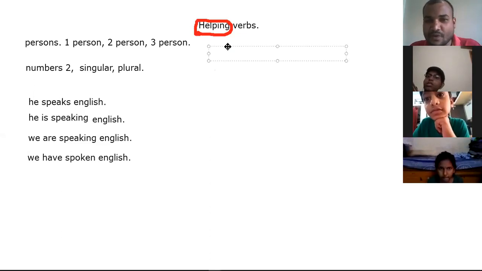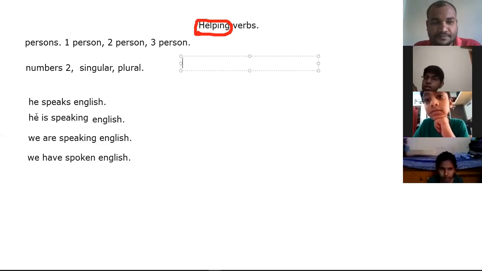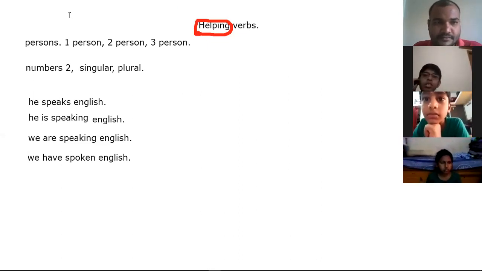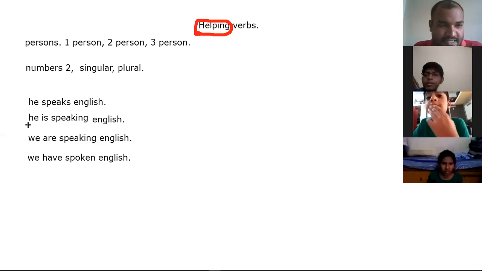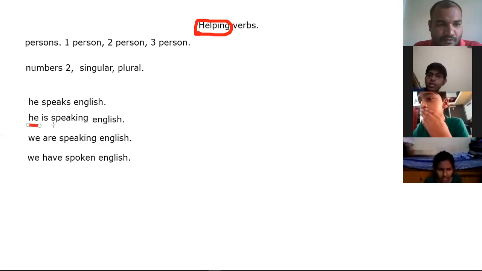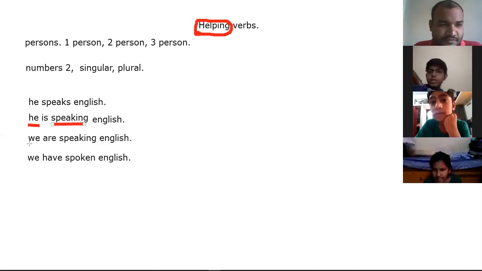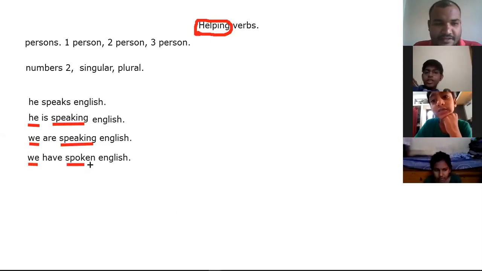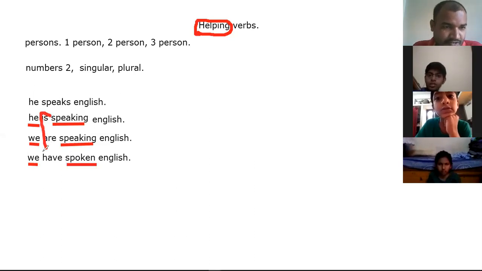I'll tell you the meaning of helping verb. If you observe here, what is this? He. Next, speaking. Very good. Next, we. Next, speaking. Next, we. Next, spoken. So now what you are going to do is forget about the letters here and then read the sentence.